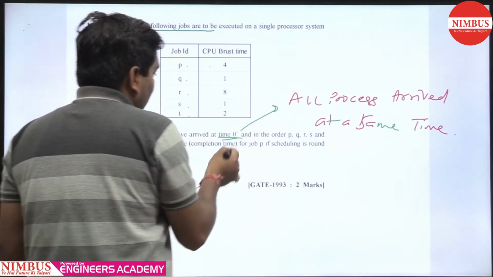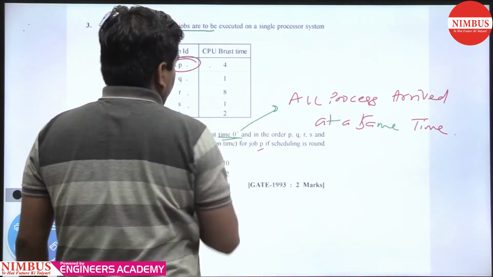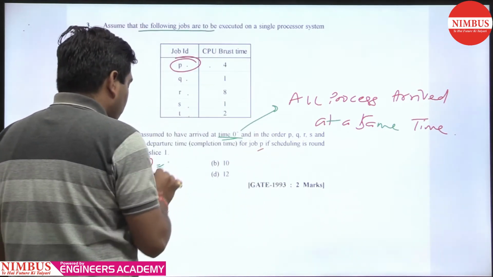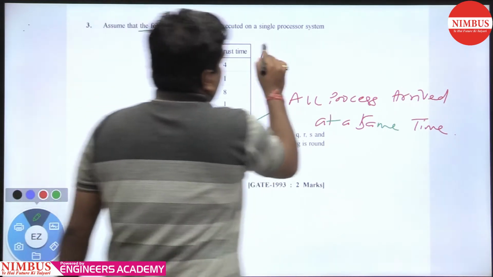Calculate the completion time of job P, meaning when job P is finished, if the round robin scheduling algorithm is used and the time quantum is 1 unit. Getting my point? So we will make a Gantt chart here.